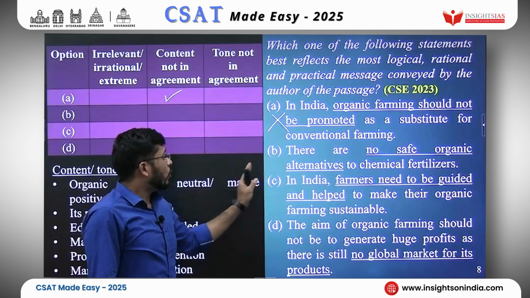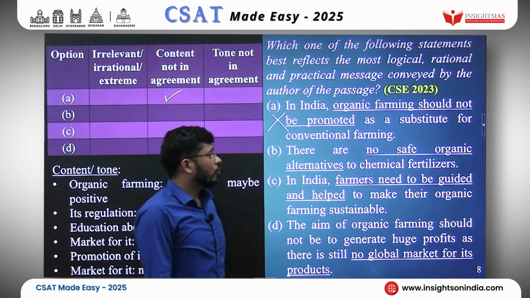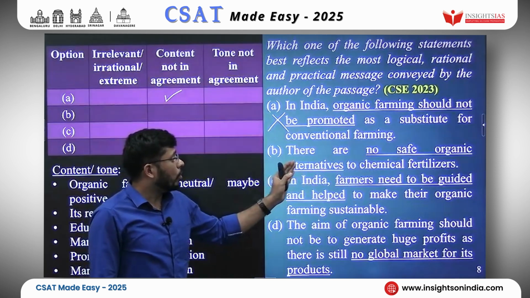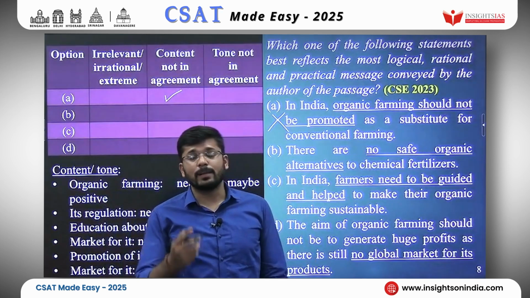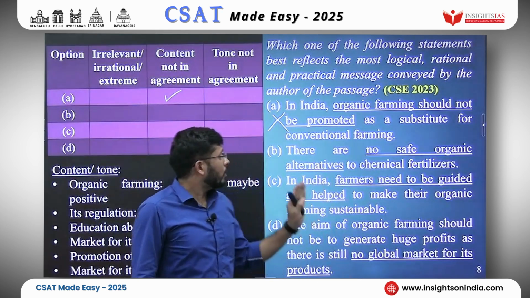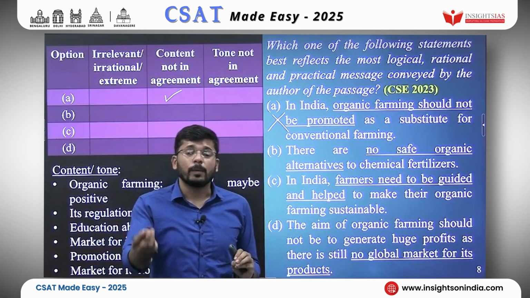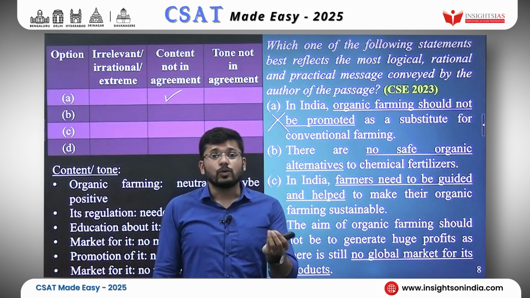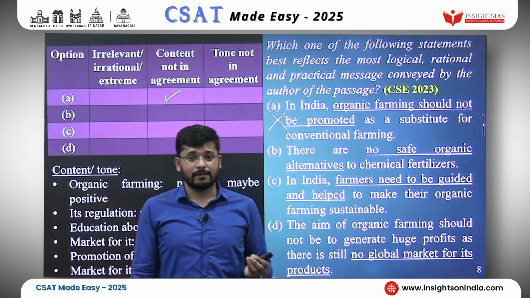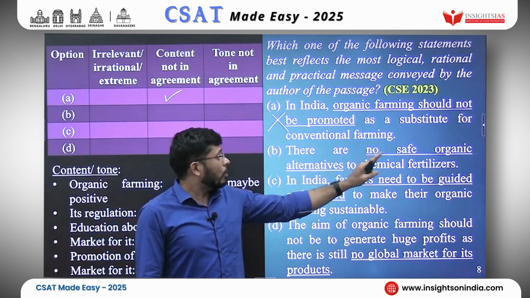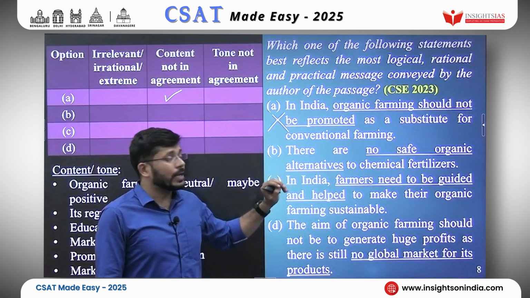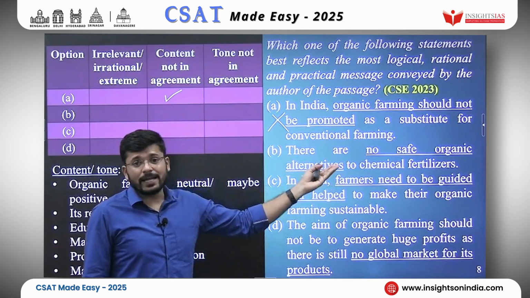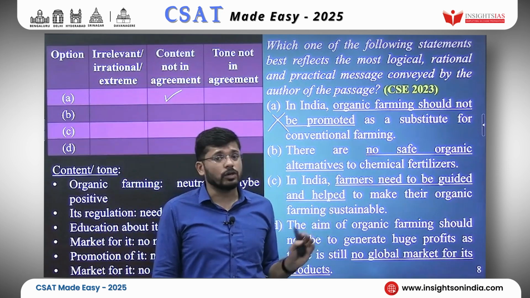There are no safe organic alternatives to chemical fertilizers. Okay. Now this seems to say that organic alternatives are not safe, but the passage does not say that organic products are not safe. It says that because of lack of regulation and lack of education and knowledge, the usage of organic products has become unsafe. But it does not say that chemical fertilizers are safer than organic alternatives. This option would imply that chemical fertilizers would be safer than their organic counterparts. However, that is not the case.